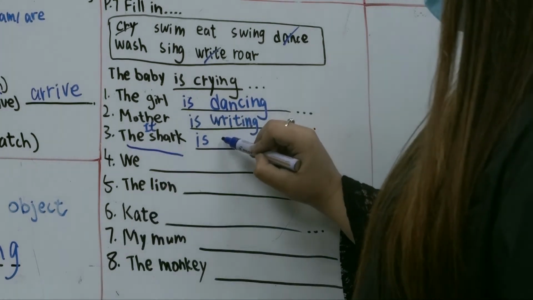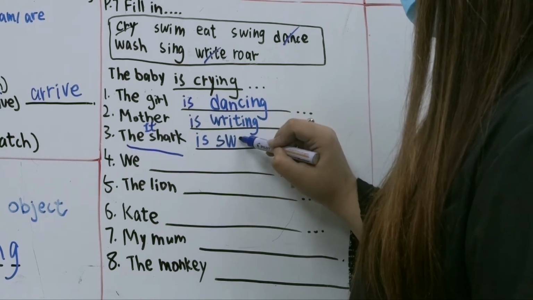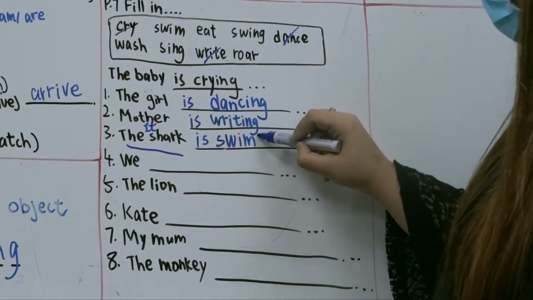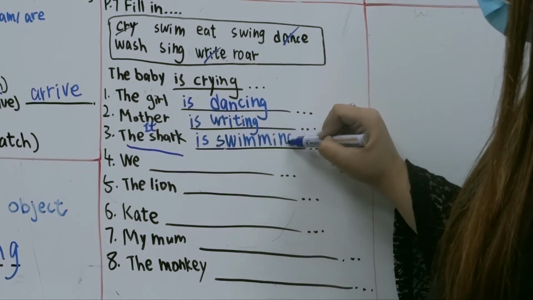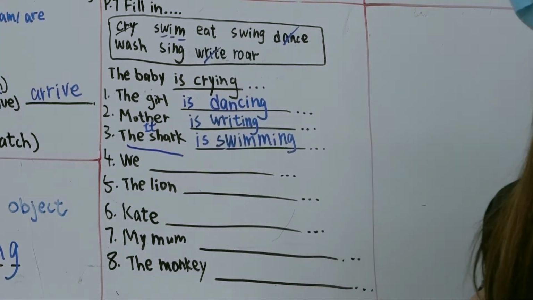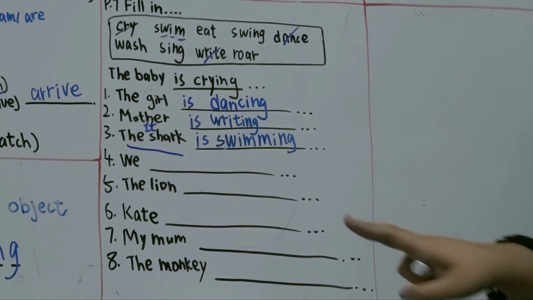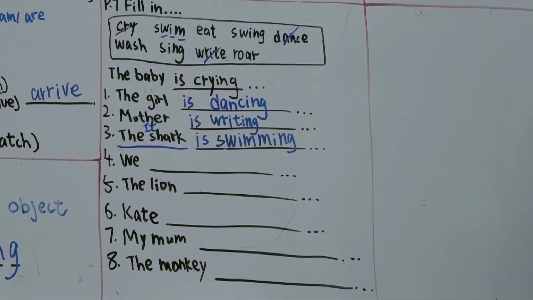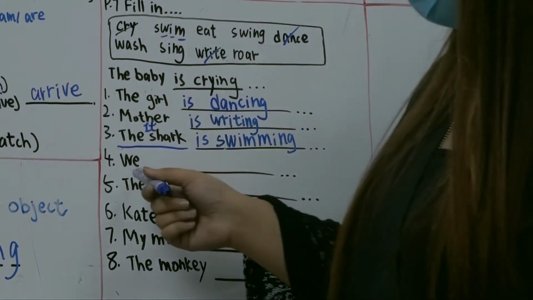Swim. How do we spell swimming here? Oh, I know. We have to double the M. Double M. Consonant, vowel, consonant. Okay? Double it. There are some consonant, vowel, consonant words we don't have to double, but we will talk about that next lesson. I remember I've talked about that.